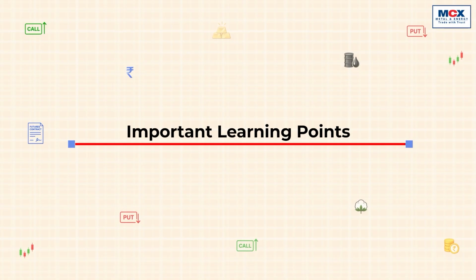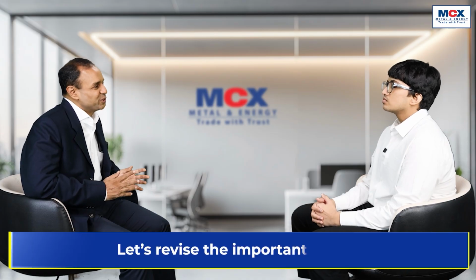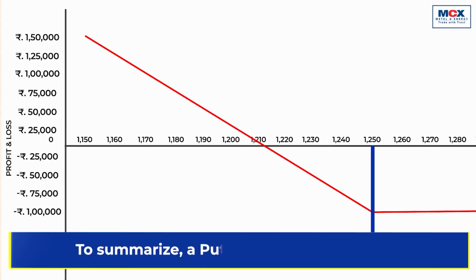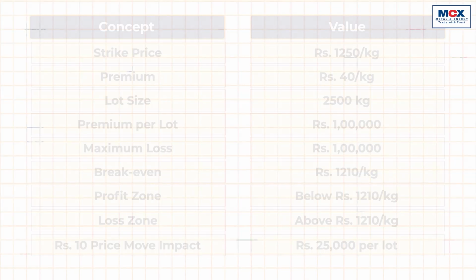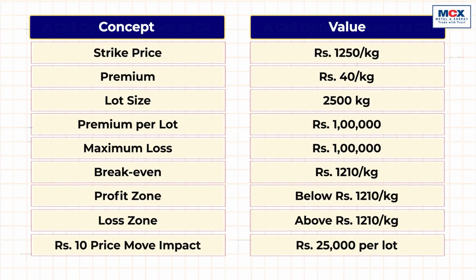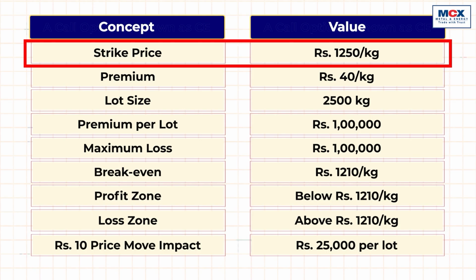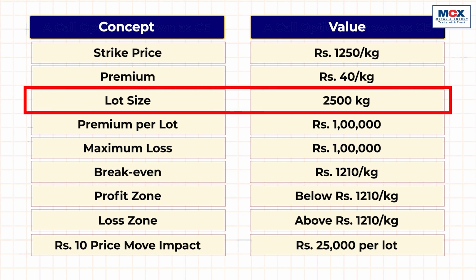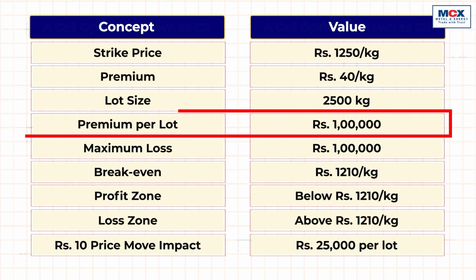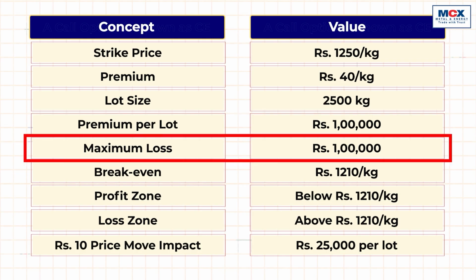Important learning points. Let's revise the important points. To summarize, a put option gives the buyer downside exposure with limited risk. In this example, the trader buys a copper put option with a strike price of Rs 1250 per kg at a premium of Rs 40 per kg. Since the lot size is 2500 kg, the actual premium paid for one lot is Rs 1 lakh. The maximum loss is limited to Rs 1 lakh per lot.